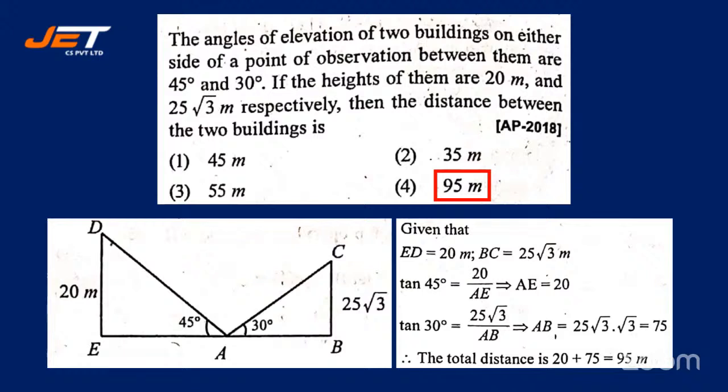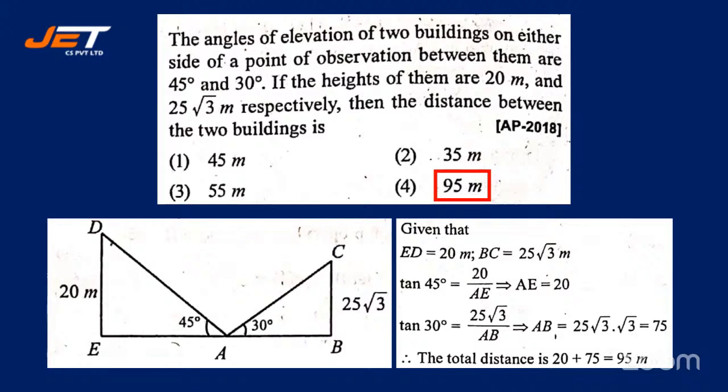So it is given that ED is 20 meters, BC is 25 root 3. So you can see opposite side by adjacent side. 20 by AE is tan 45. So tan 45 is 1. Therefore, AE is 20. Here also, tan 30 is opposite side by adjacent side, 25 root 3 by AB. So AB will give you 25 into root 3 into root 3. That is 75. So the total distance is 20 plus 75, which is 95 meters.